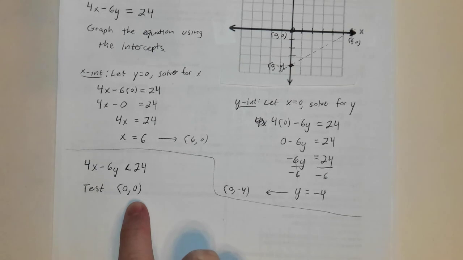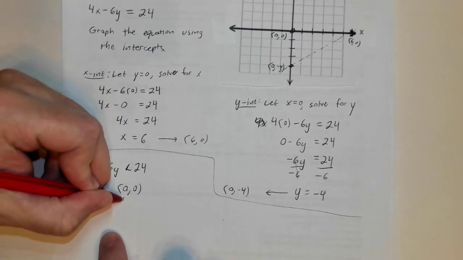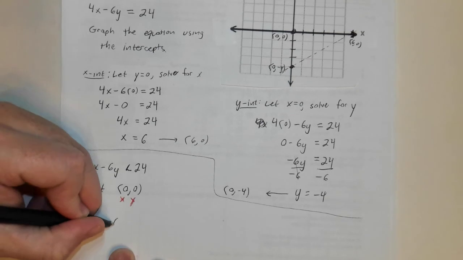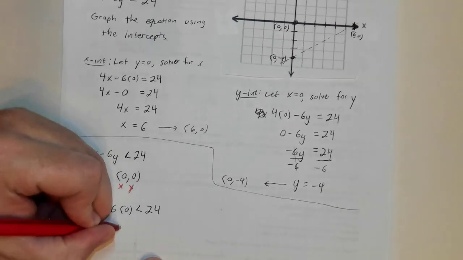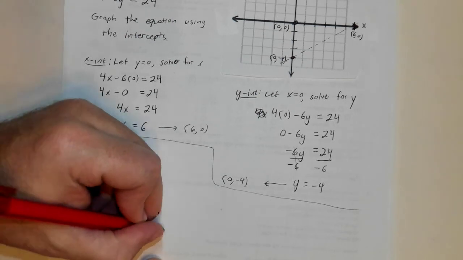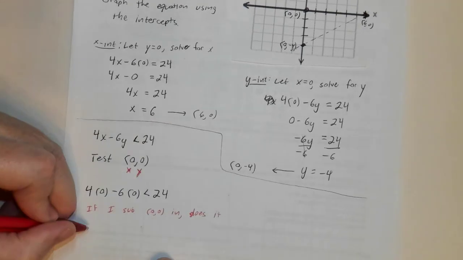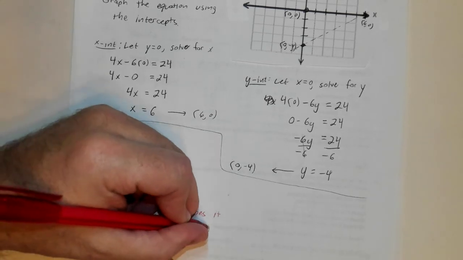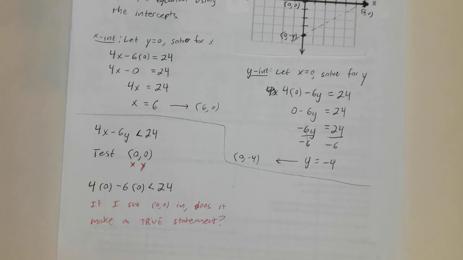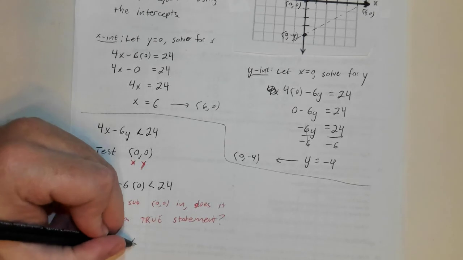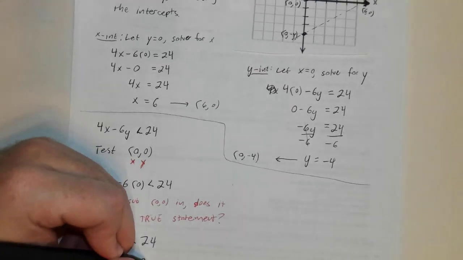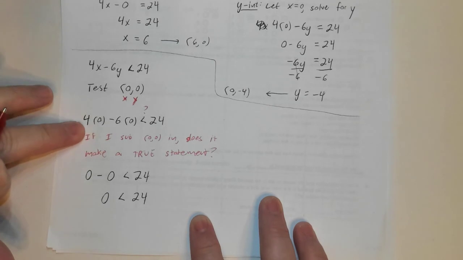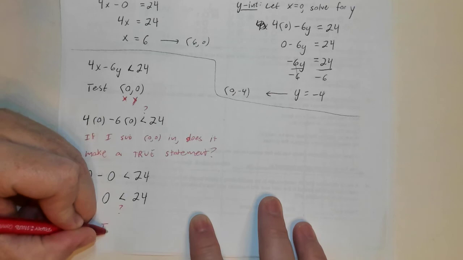What do I mean by testing 0, 0? In 4x minus 6y, I'm going to let x be 0, and I'm going to let y be 0. So 4 times 0. What this means is, if I substitute 0, 0 in, does it make a true or false statement? 4 times 0 is 0. Minus 0 is less than 24. So the question is, is 0 less than 24? I'm plugging it in and asking, is it true? Of course that's true.